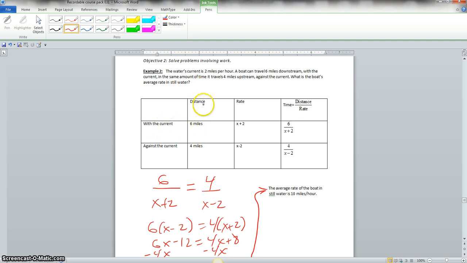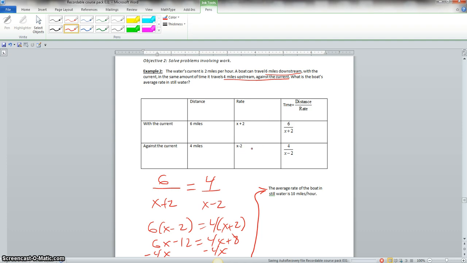With the current, the distance is 6 miles. Against the current, the distance is 4 miles, which you can see up here: 6 miles downstream with the current, and 4 miles upstream against the current. Now the rate: we have x plus 2, because that signifies the water's current is 2 miles per hour. Against the current, it is 2 miles per hour less because you're going against the current, so it'll be x minus 2.